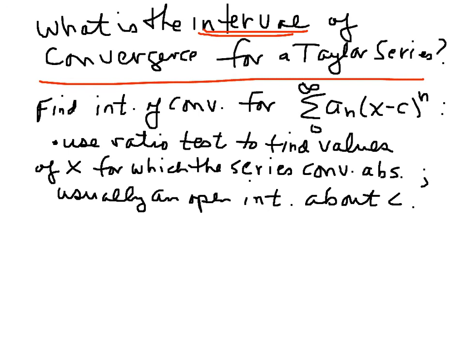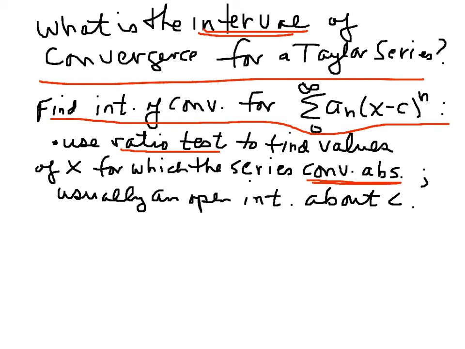Okay, so here's our goal. Let's find the interval of convergence for this Taylor series centered at C. Part 1 is that we're going to use the ratio test to find the values of x for which the series converges absolutely. And as we have said before, usually this will be an open interval about C. It might be all real numbers, and it might be just C, but when it's an interval, it will always be an open interval.